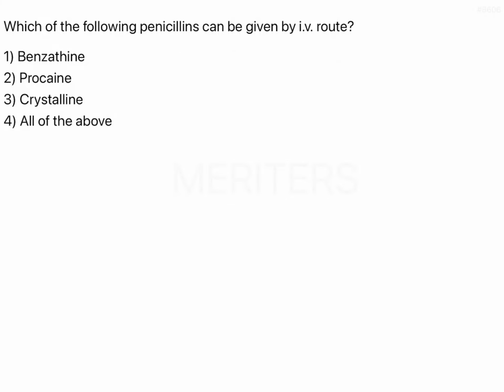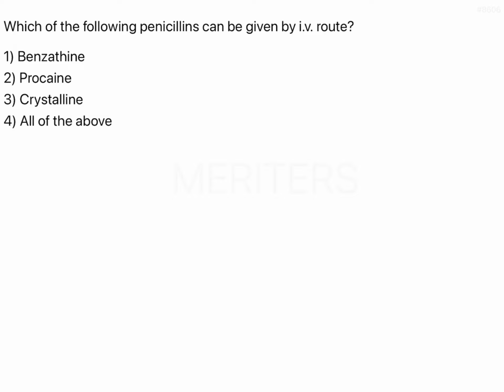Which of the following penicillins can be given by IV route? Benzathine, procaine, crystalline, all of the above. These penicillins you have to know because they are one of the most common drugs that we use for gram-positive spectrum. There are different types of penicillin, and we will learn the routes of administration and the dosage for few important types of penicillins.